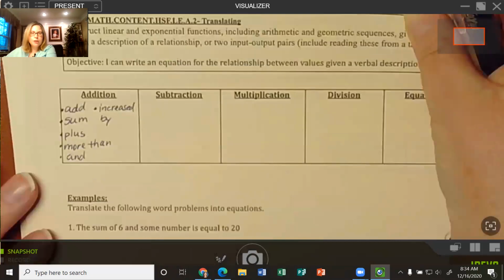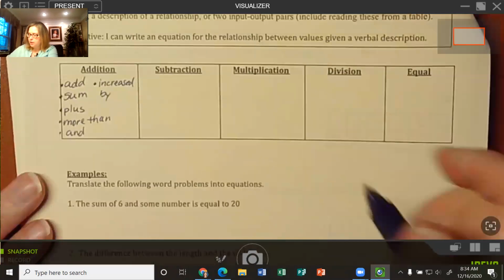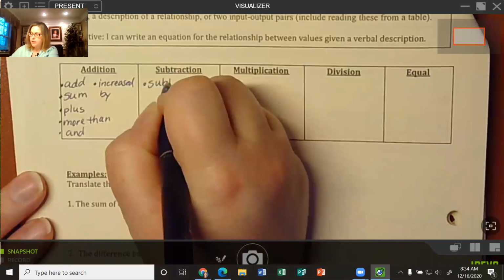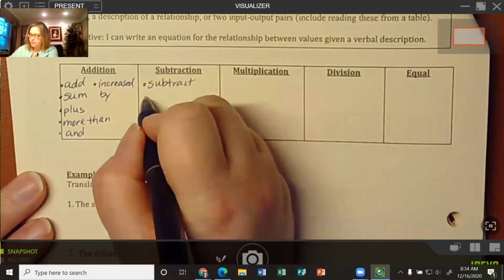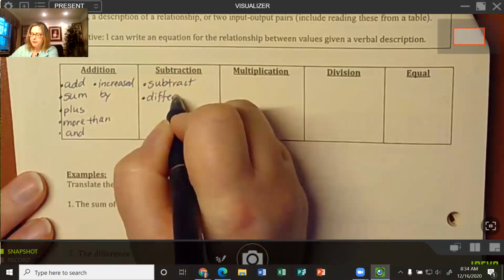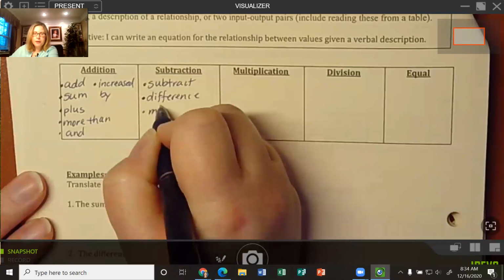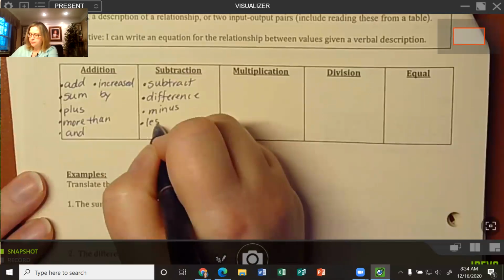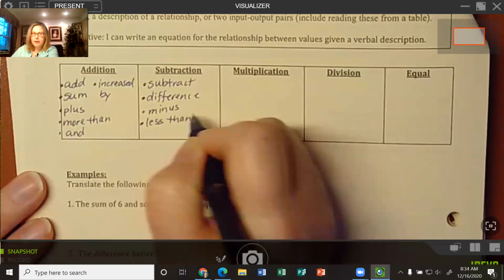All right, subtraction. Obviously, subtract. Okay, difference. Minus. Less than. And decreased by.